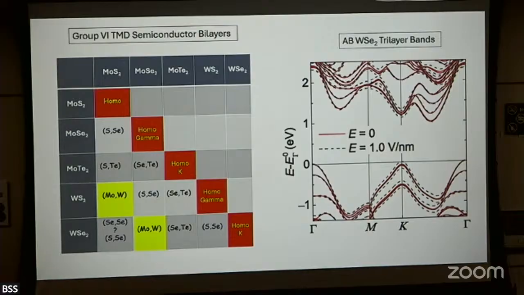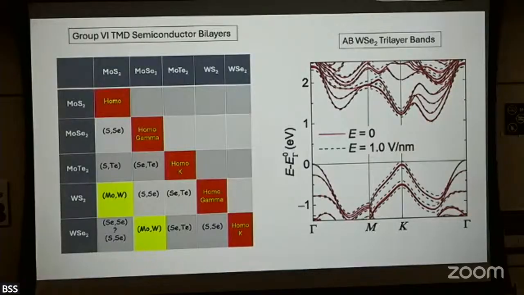So on the right-hand side, I've shown you a band structure calculation that we did a decade or more ago because of some experiments by my colleague Emmanuel Tutuk on tungsten diselenide trilayers. Okay, and so I'm not going to talk about trilayers, but there's lots of things to play with when you go beyond bilayers in these systems.